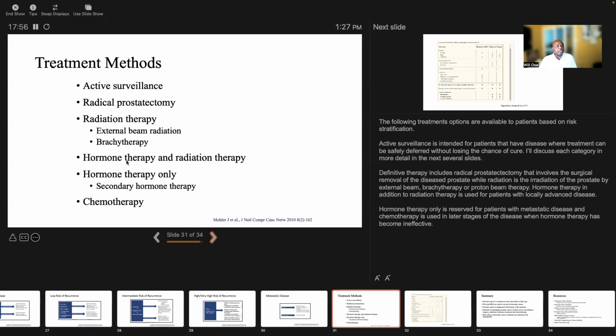In men who have advanced disease, hormone therapy and radiation combination is indicated. And those with metastatic disease, hormone therapy only, or in addition to chemotherapy, are indicated in these men who may have incurable disease.